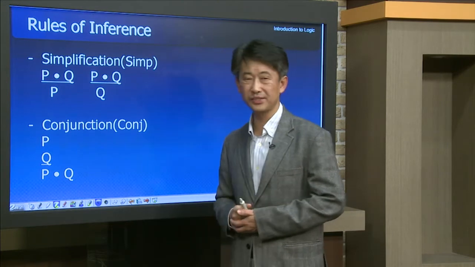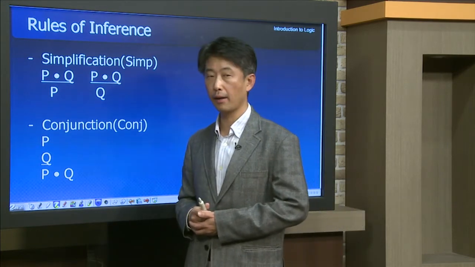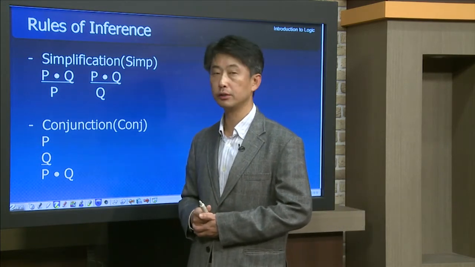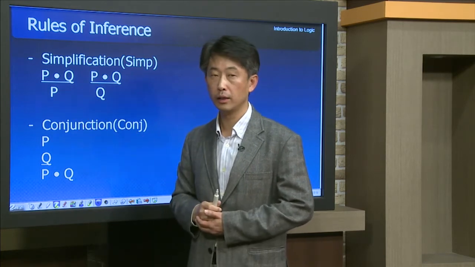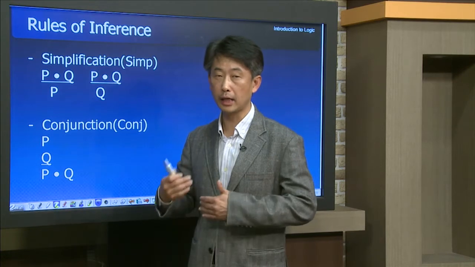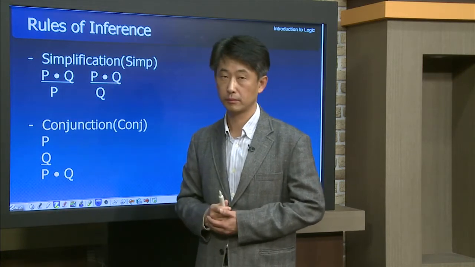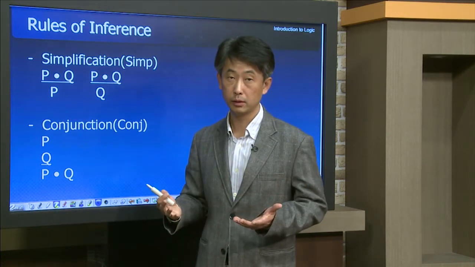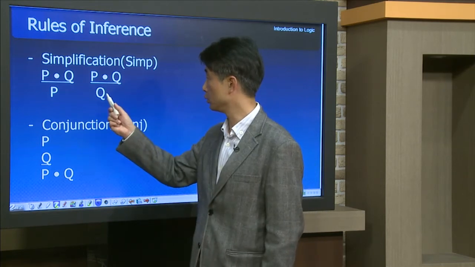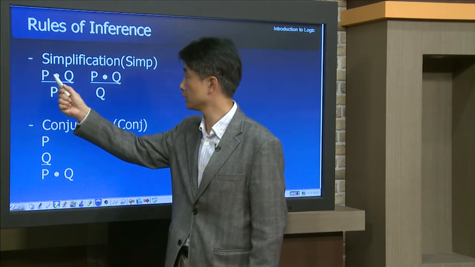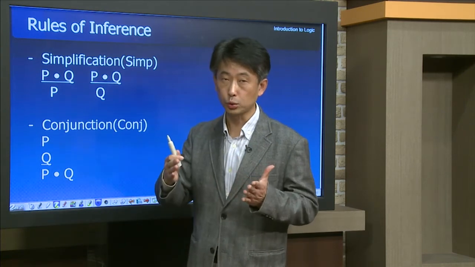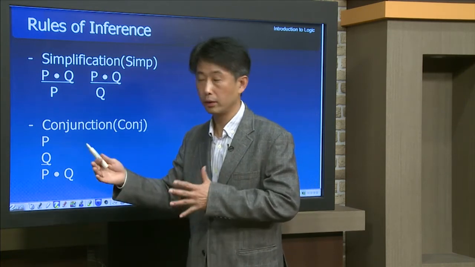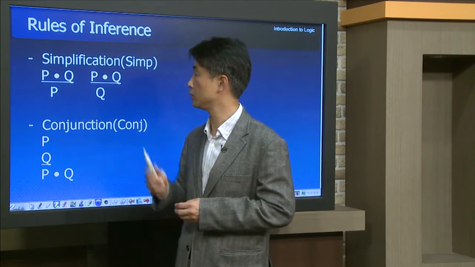The rule just says this: when you have a conjunction statement like P and Q, the rule says you can derive P. It's that simple. You can derive Q as well, because it says P and Q. What does that mean? P and Q means P is true and Q is true. So it has to be true that P is true.